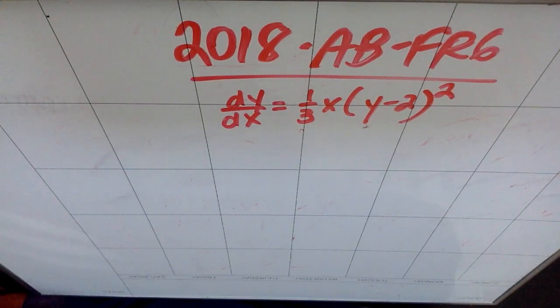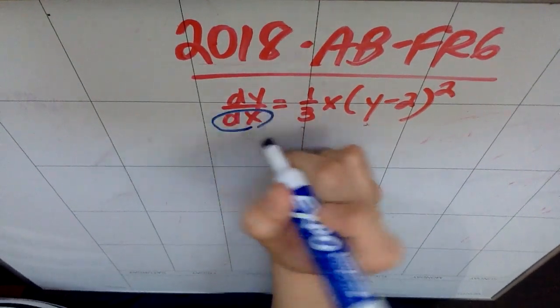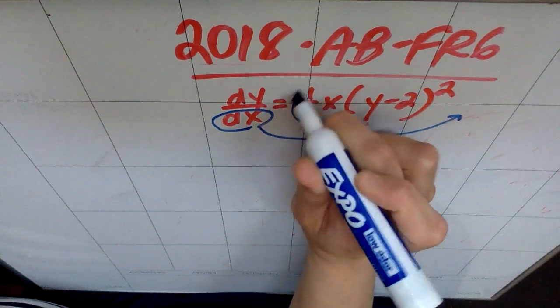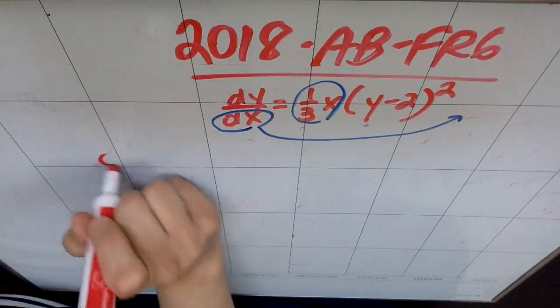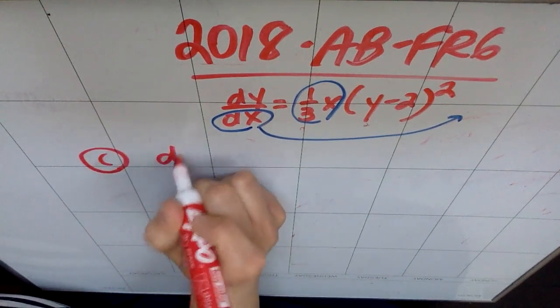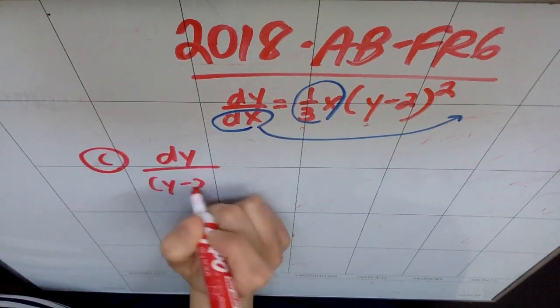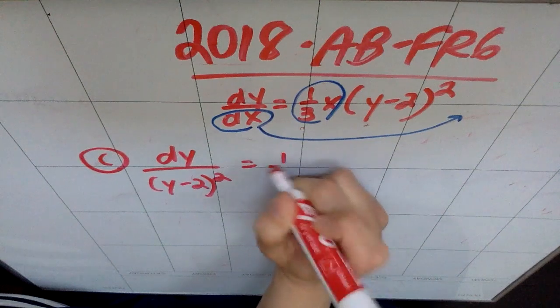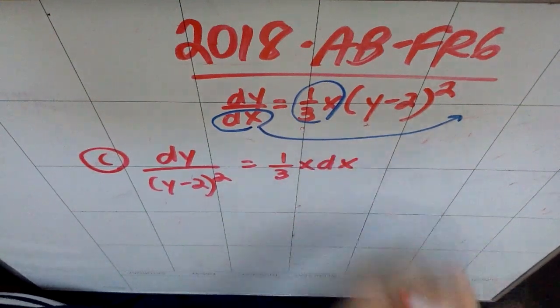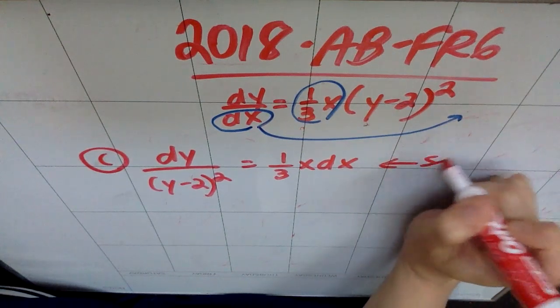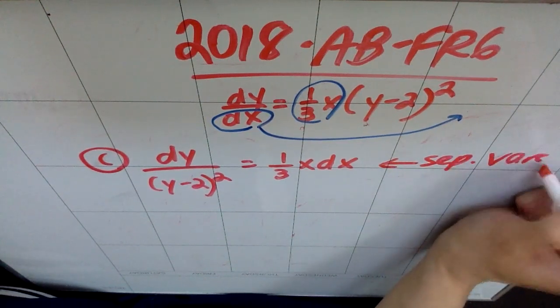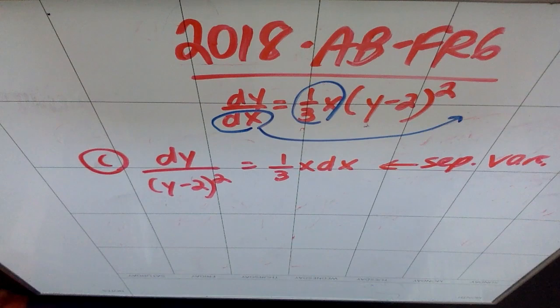So what I need to do in part C is move my dx to this side and keep all the x stuff over here with it, and then move my y stuff over to the other side. So for part C, I will get 0 out of these 5 points if I don't correctly separate the variables. So I have a 1/3 x dx, right? So first, separate your variables. If you don't do that, problem's over. You got all of those points wrong.